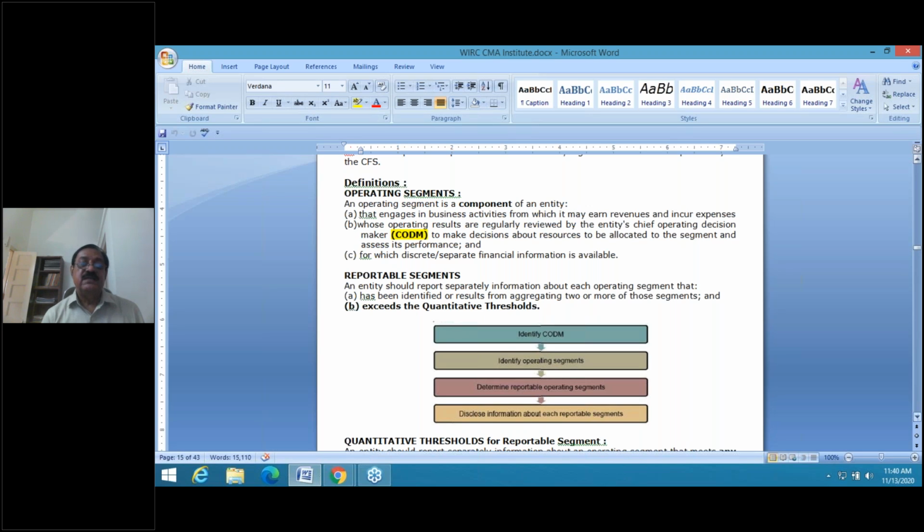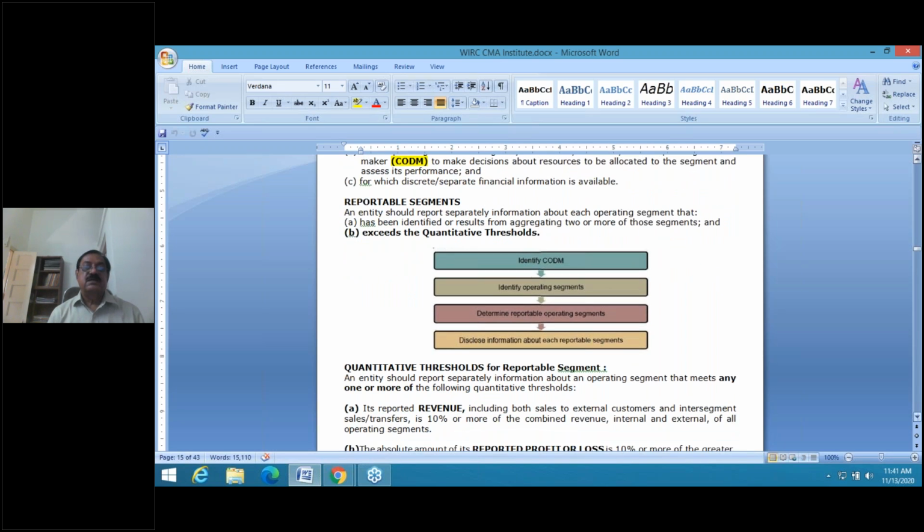Then whose operating results are regularly reviewed by the entity's chief operating decision maker. Normally chief operating decision makers are BOD, board of directors. Okay, but it may be other authorities also. So shortly I call it CODM. To make decisions about resources to be allocated to the segment and assess its performance. So when the question of allocating resources comes, when the question of performance evaluation comes, CODM will take this segment separately and decide, then they are known as operating segments. And for all these operating segments, discrete, separate financial information must be made available. Otherwise, they cannot disclose it.